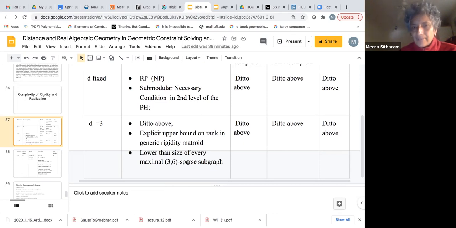We also know that one simple upper bound, which wasn't easy to prove, is that the rank is always less than or equal to the size of every maximal 3-6 sparse subgraph. This is obvious in 2D. We know that in 2D, because it's a sparsity matroid, every maximal 2-3-6 sparse subgraph, which are maximal independent sets of this matroid, are all of the same size. Here, that's not the case. It's not a matroid, so they could all have different sizes. So what this is saying is that you can take the minimum sized one of the maximal 3-6 sparse subgraphs, and the rank of the rigidity matroid of this graph is guaranteed to be less than or equal to that.